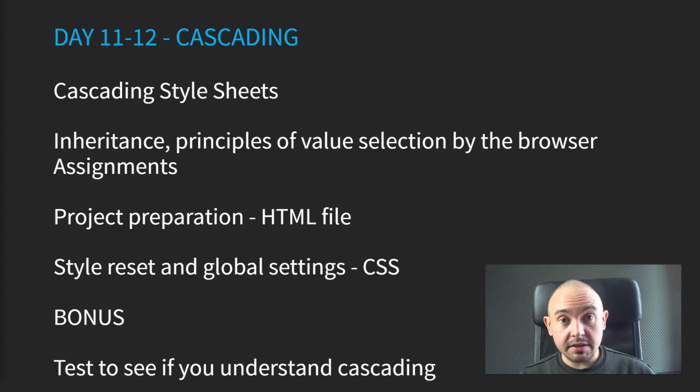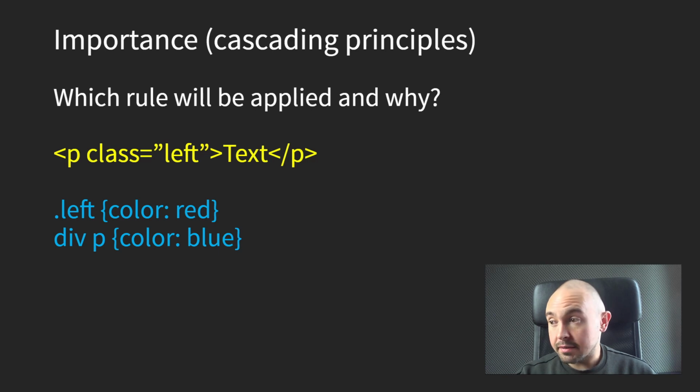So let's get started. Which rule will be applied and why? We have a p tag with the class of left and two rules matching the same element. Which one will be applied by the browser? In the course, I said that cascading is a set of principles according to which the browser chooses the most important rule to apply to an element. And I showed how to know which CSS rule is the most important and which one will be chosen by the browser. To be able to know which rule is the most important, we can use a medal classification.